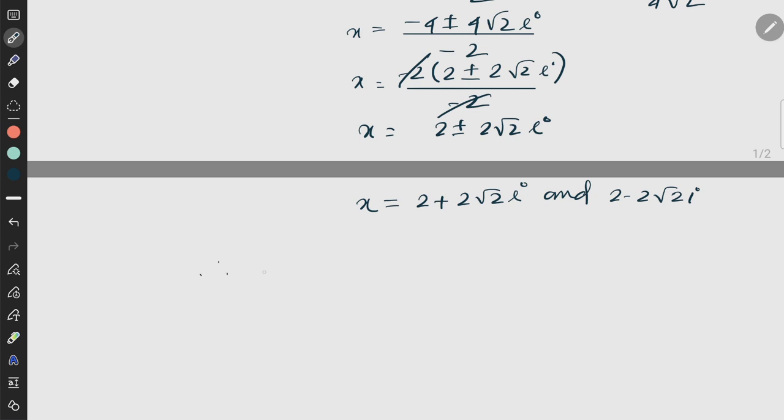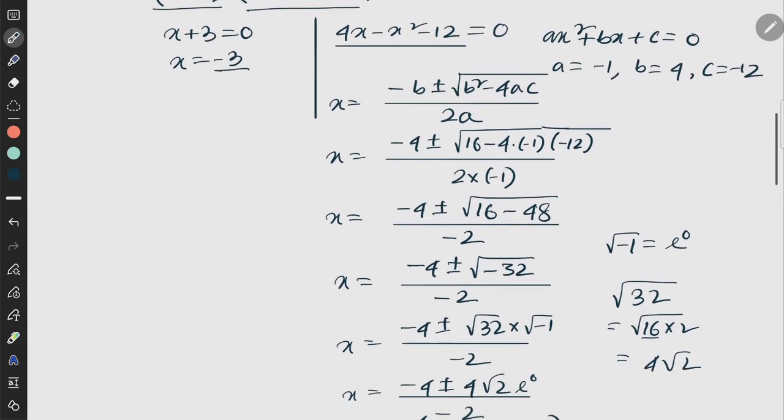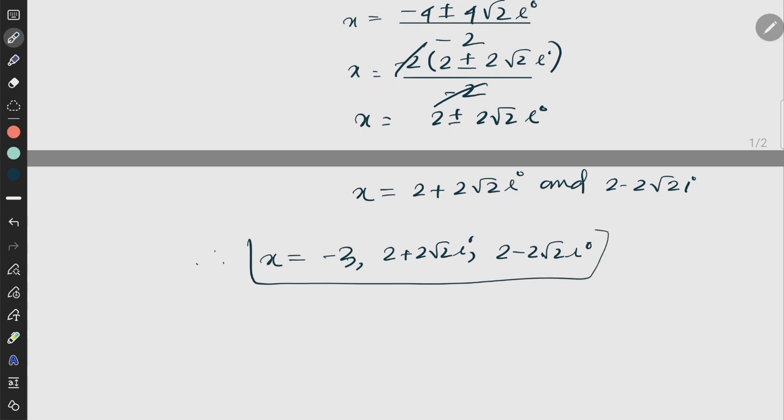Therefore, the final answer: the value of x equals minus 3, 2 plus 2 root over 2 i, and 2 minus 2 root over 2 i. This is the final answer.